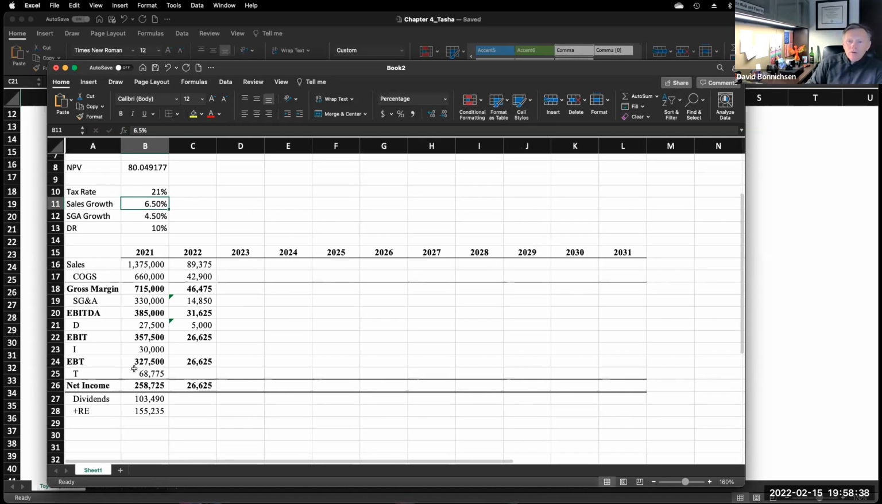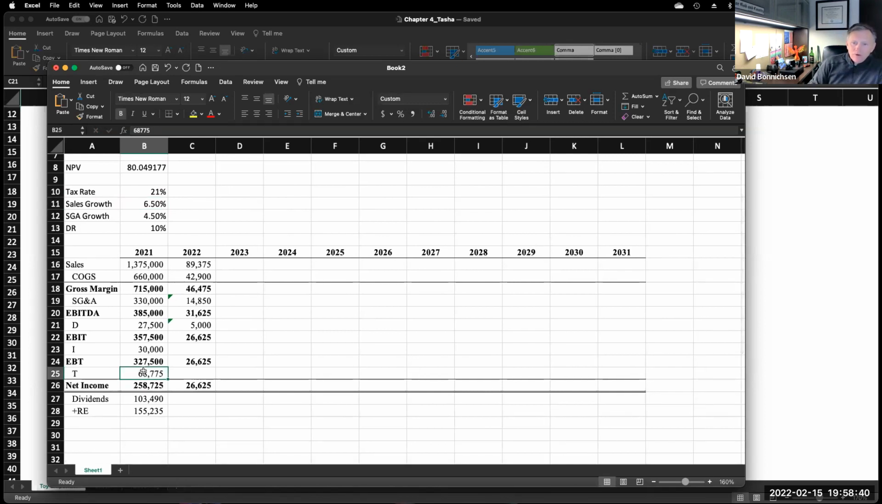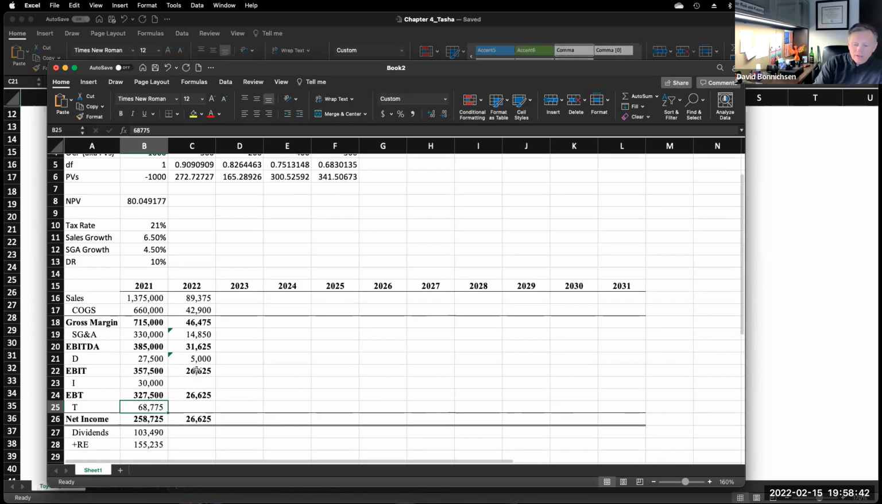Okay. So our taxes, remember, don't fall into the trap of just growing everything. So it's equals EBT times my tax rate, which I'm going to fix. And then I can now drag it. Okay.